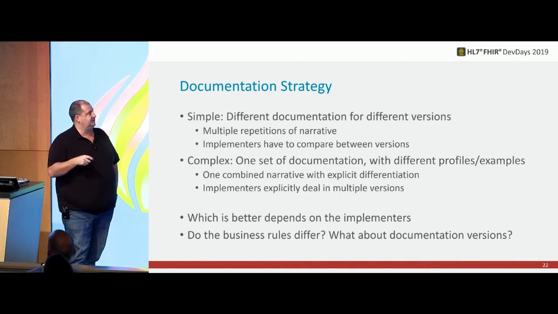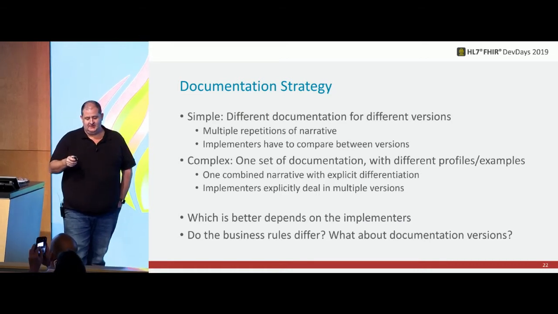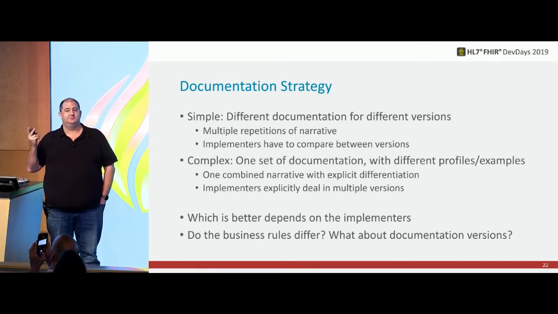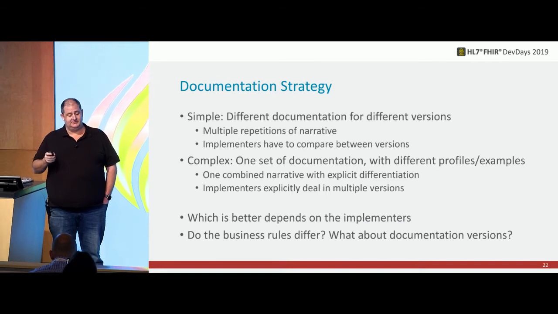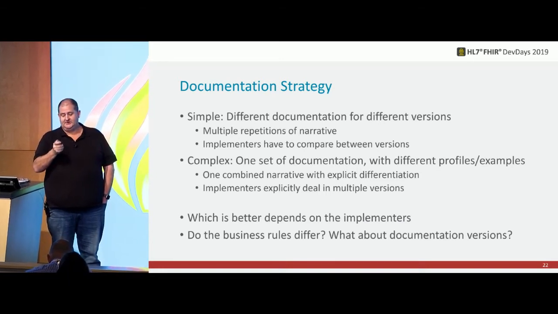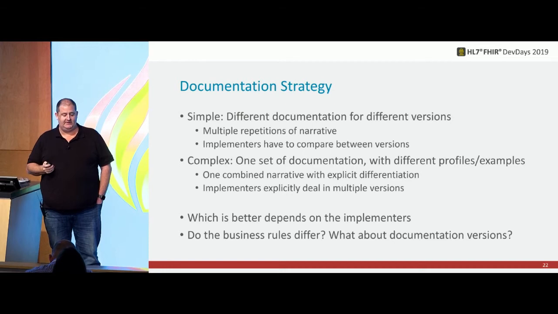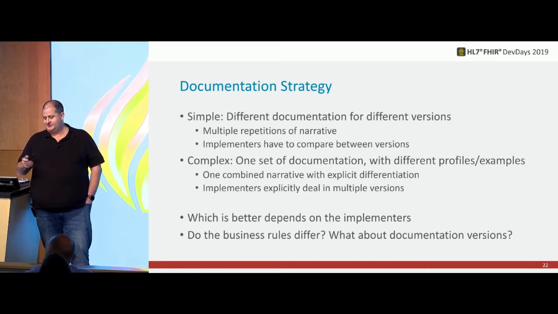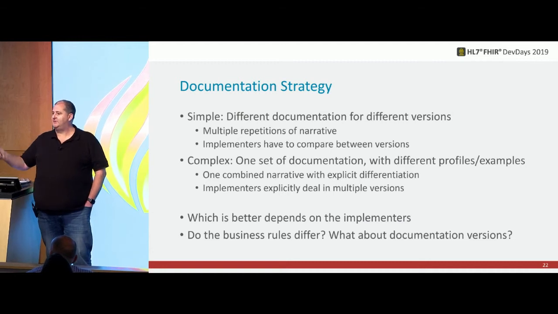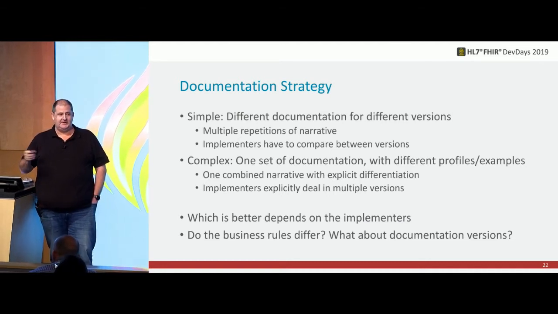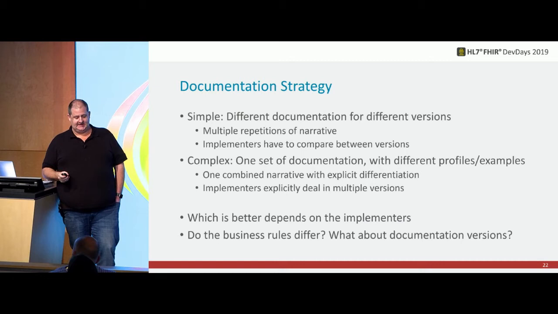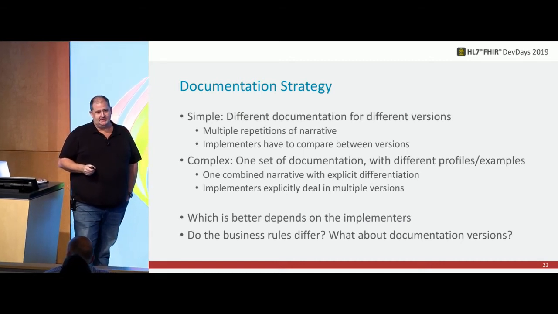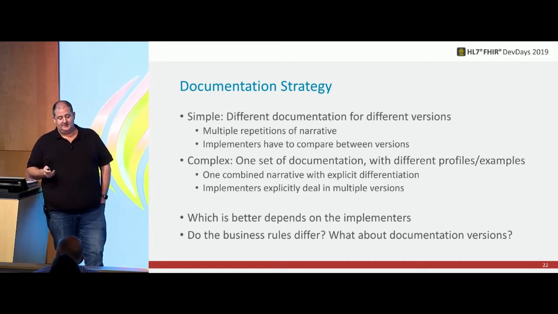So your other choice is to have 1 set of documentation with pairs of profiles and value sets and examples and so forth, and then you explicitly describe in the documentation where they're different. And that works really well for implementers who are doing cross-version stuff, and it's a tax for the implementers who are only doing 1 version, who have to then filter out the stuff about the other version that they don't care about. So basically, this is moving deck chairs around the Titanic. And which is better depends on which your implementers are.